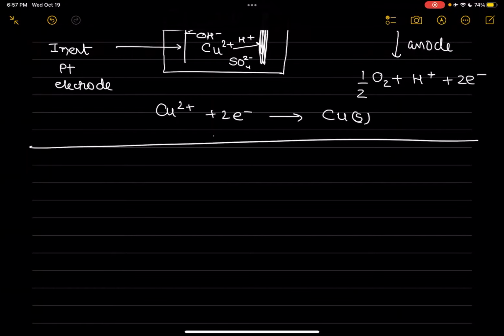There is a numerical part also. In the numerical part, what are we going to do? Can any one of you tell me?